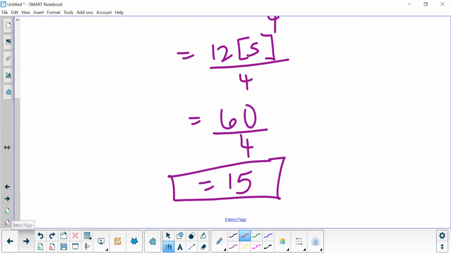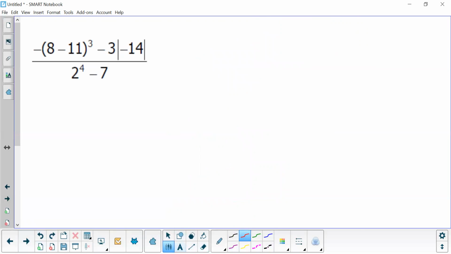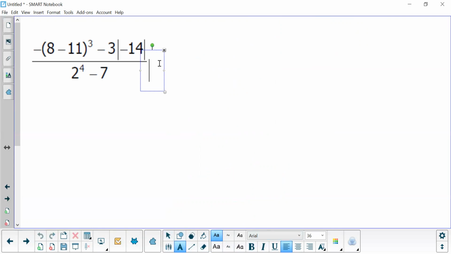Let's do one more. And I kind of want to change this a little bit and just add something that I often see in problems. So it'll be like a fraction, and then it'll say maybe plus 3 times 2 or something like that. So pretend that this is being added on to this problem.